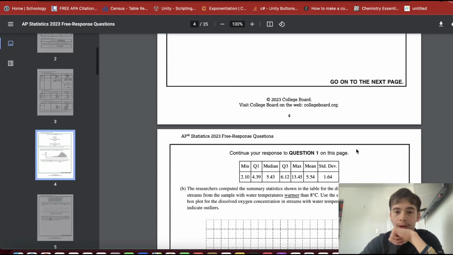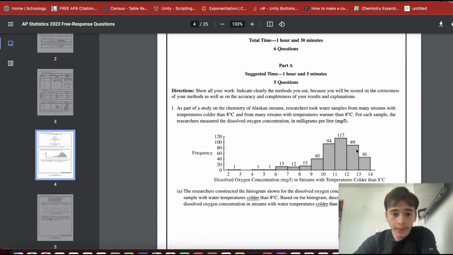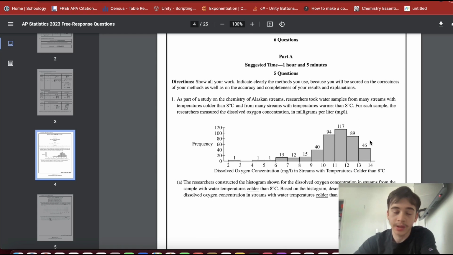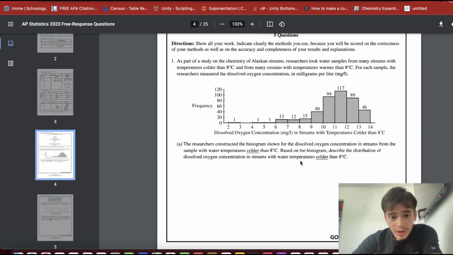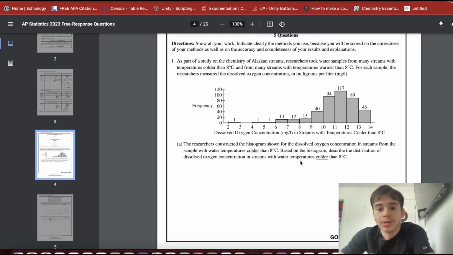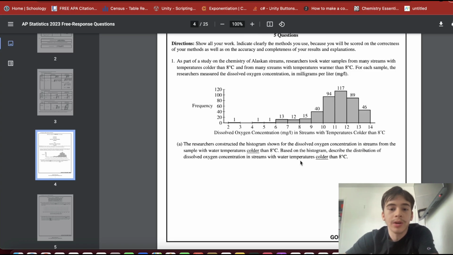Okay, and let's quickly go over it. Bunch of formulas. First question. As part of the study on the chemistry of Alaskan streams, researchers took water samples from many streams with temperatures colder than 8 Celsius and from many streams with temperatures warmer than 8 Celsius. For each sample, the researchers measured the dissolved oxygen concentration in milligrams per liter. Researchers constructed the histogram shown for the dissolved oxygen concentration in streams from the sample with water temperatures colder than 8 Celsius. Based on the histogram, describe the distribution of dissolved oxygen concentration in streams with water temperatures colder than 8 Celsius.